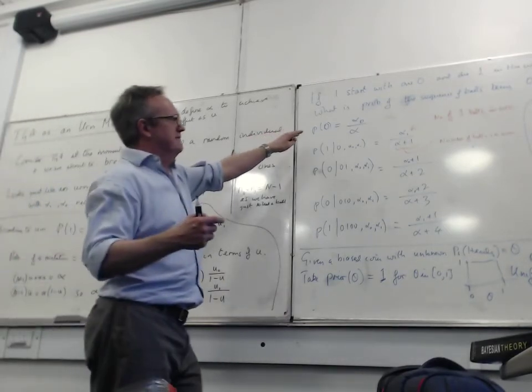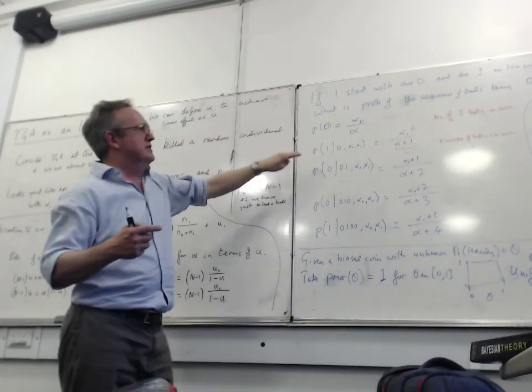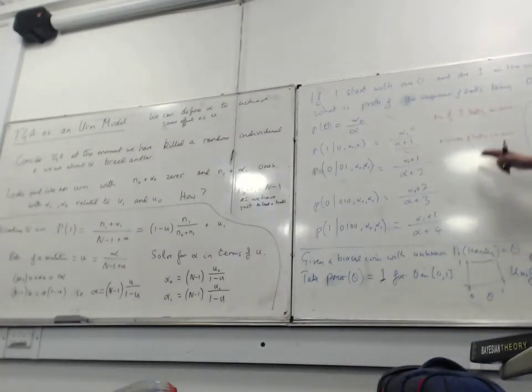Now let's go over here. These are the draws from the Polya urn process. Here's your Polya urn, you're drawing out these balls. And what you notice is that if we've drawn 3 zeros and 2 ones, the probability of all sequences with 3 zeros and 2 ones is going to be the same. Because look, you see all the denominators are alpha plus 1, alpha plus 2, alpha plus 4, and all the numerators are alpha 0 plus 1, alpha 0 plus 2, and alpha 1, alpha 1 plus 1. It doesn't matter which numerator is associated with which denominator, they all multiply out.